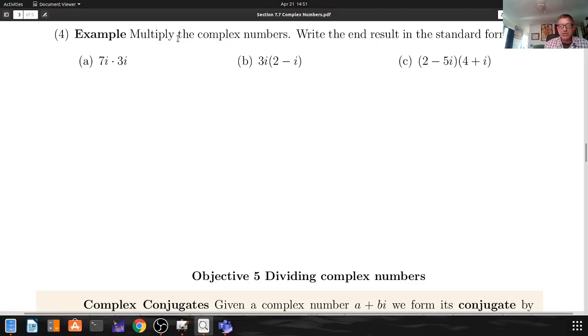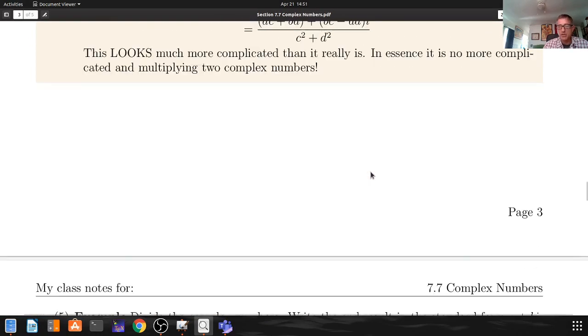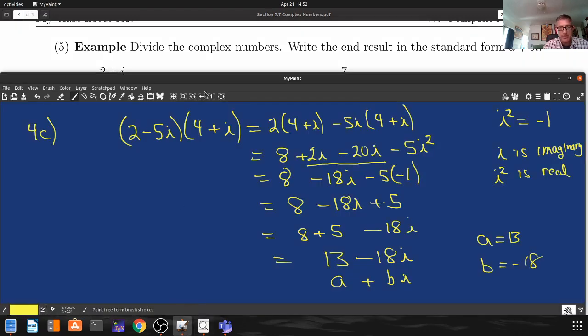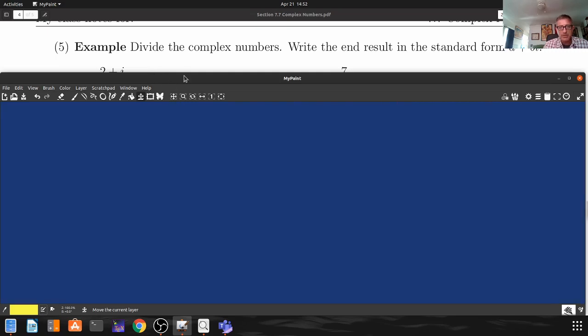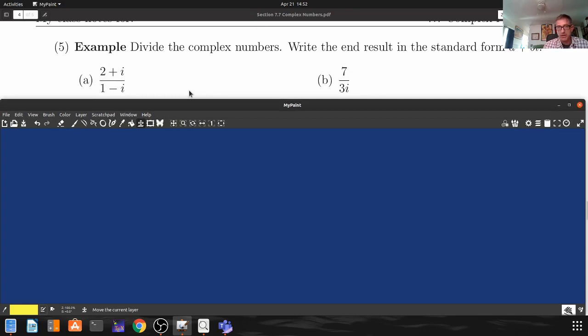So the next one is going to be dividing complex numbers. Again, a big, huge formula. So we're just going to do 2 of these, and that's it. You'll learn how to do this more in college algebra. So here is going to be the insight. So remember when we were rationalizing denominators and I was talking about the conjugate? So let's talk about conjugates.